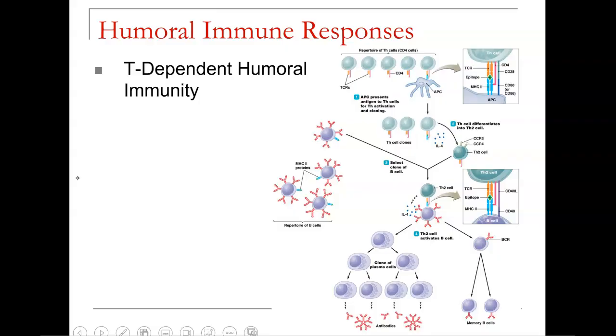That's where the B cell with the BCRs complementary to the epitope will be recognized. And fourth, you have activation of B cells by the TH2 cell. That results in rapid B cell proliferation, or the making of lots of those.